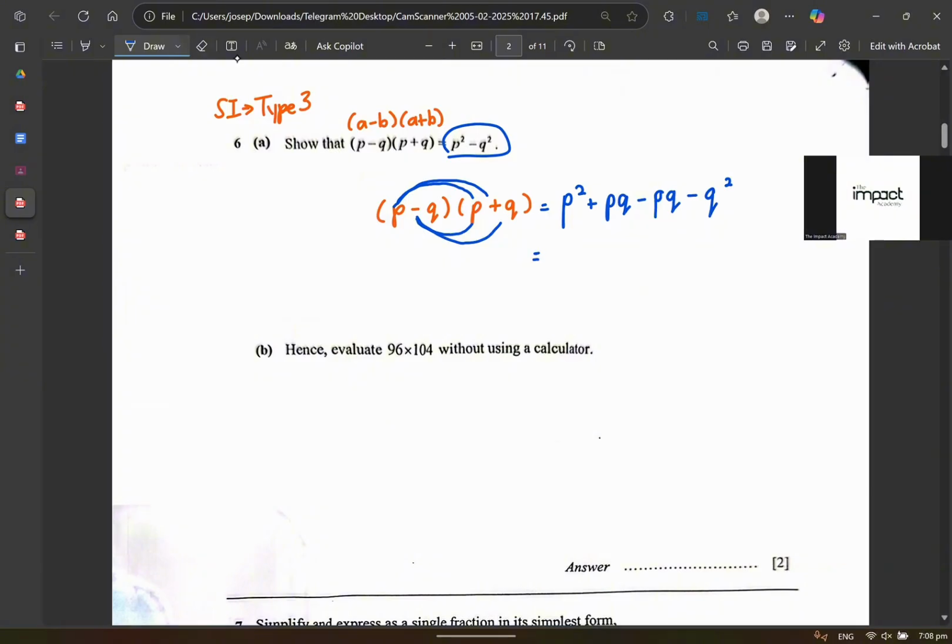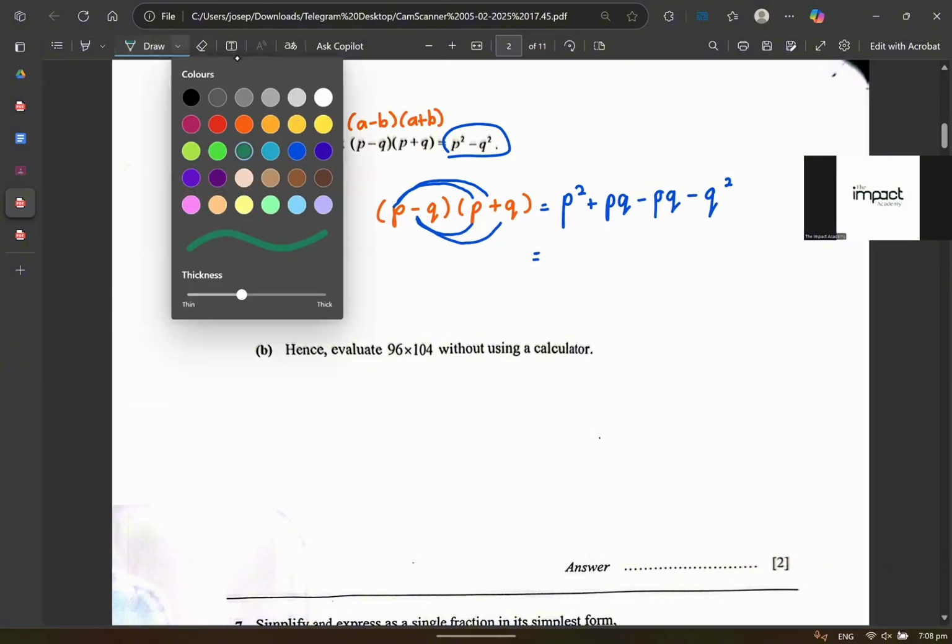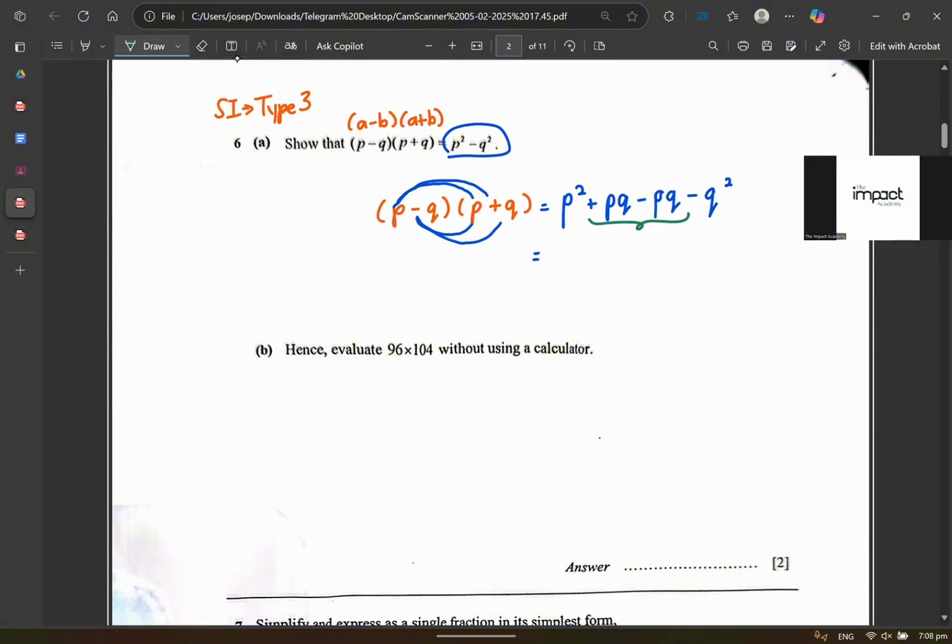All right, very good. You managed to show, right? Because this part, you see, plus pq minus pq, that means they cancel each other, right? So p squared minus q squared. Can you understand? Remember to write down the word shown.